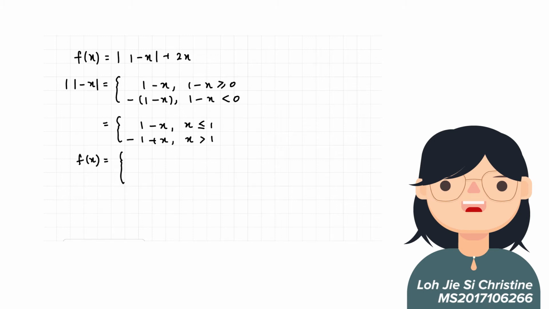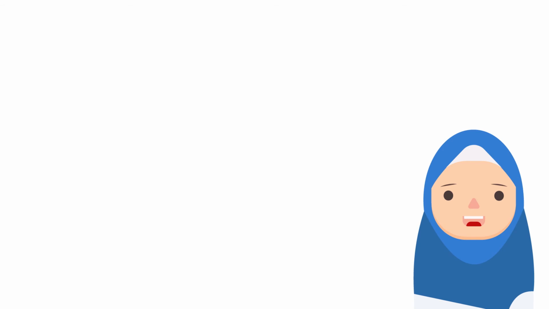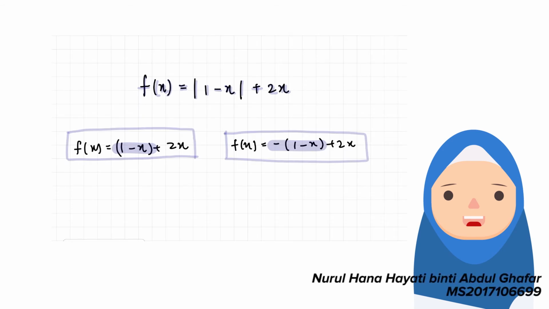Next, we have to add in 2x into both equations. Hence, we get 1 + x if x is less than or equal to 1, and -1 + 3x if x is greater than 1. The question asks us to find the inverse of the function.